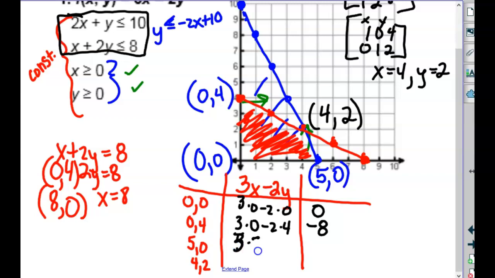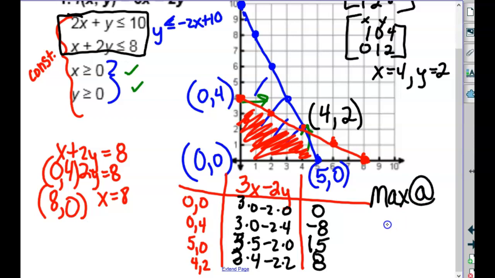3 times 5 minus 2 times 0 is 15. And 3 times 4 minus 2 times 2, 12 minus 4, is positive 8. Yes? Okay, so I'm going to write a little sentence over here since this is notes and we want it to make sense. The max occurs at 5, 0.